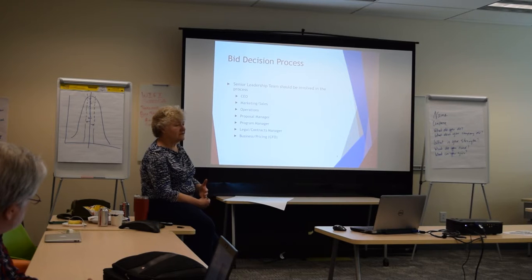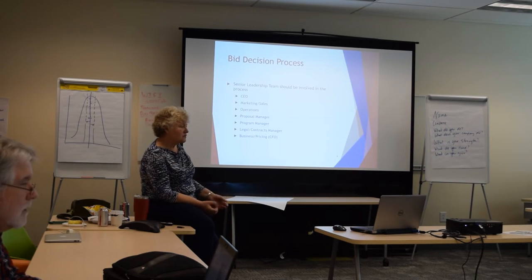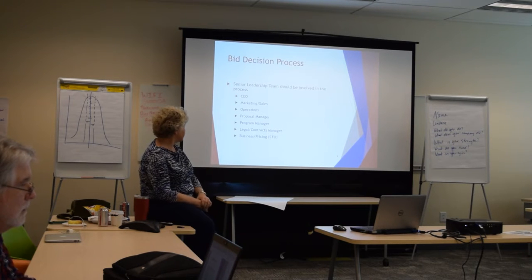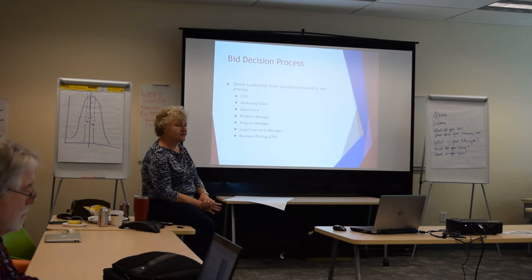So who's involved in your senior leadership team? You should have your CEO there, the person who represents marketing or sales, somebody who's going to actually run the business, like if you win it, who's this going to report up to? Have that person there, the proposal manager from the individual proposal effort, your program manager, and again, these could all be the same person. Whoever your legal or contracts person is who's looking at it from a risk perspective, and your business or pricing person, usually your CFO.